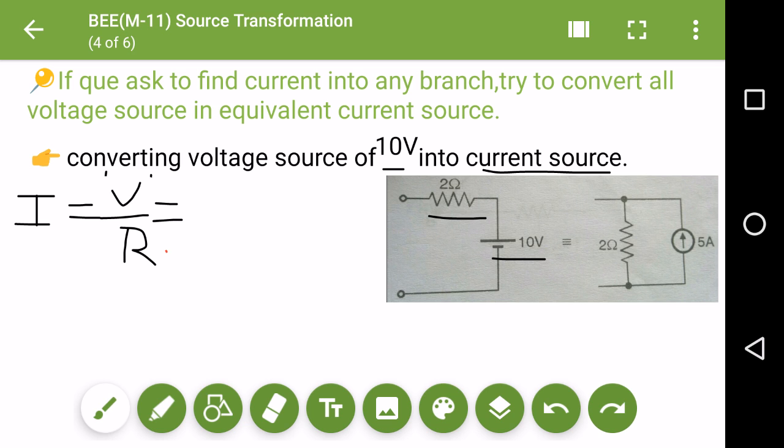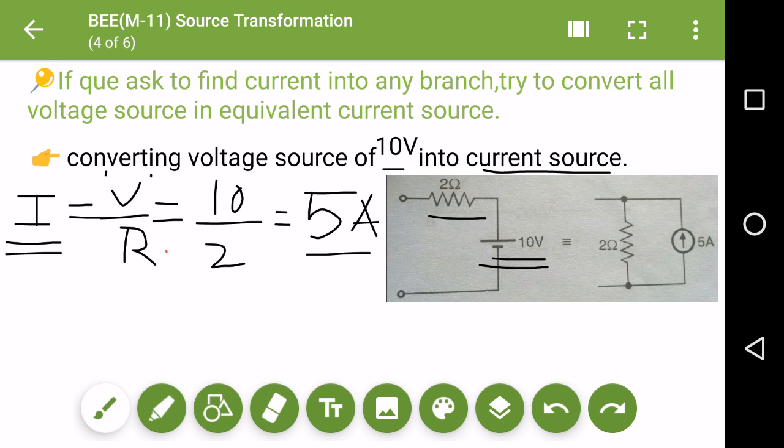So what is the value of V? V is 10 volt, that is given to us over here, and R is 2 ohms, which is the only resistance in series with the voltage source. So V upon R will give me 5 ampere. So the current source must be of 5 ampere. And how will I put my current source in the circuit? In parallel. You can see over here, I placed my current source of 5 ampere in parallel with the 2 ohm resistance. So this is the source conversion.